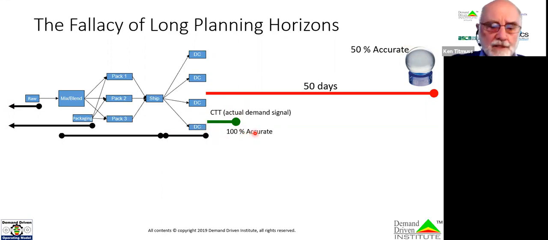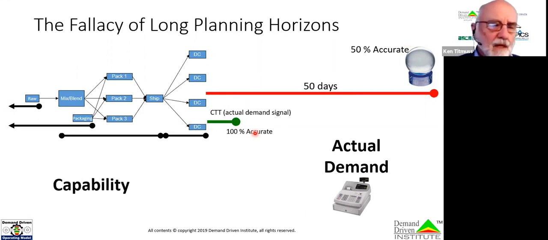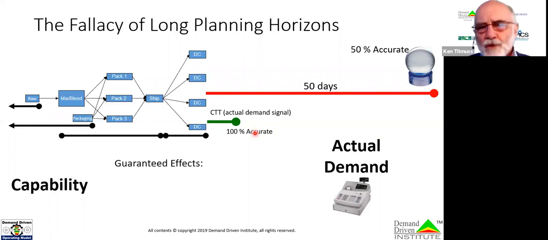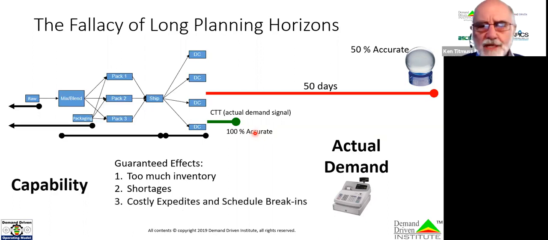And we find that by doing this, the capability of our organization or our operating model and the actual demand are way apart from each other. And so what happens when we do this? Well, we get these guaranteed effects. We get too much inventory. We get shortages. So we've got too much of the wrong stuff and not enough of the right stuff. We have these costly expedites and schedule break-ins.